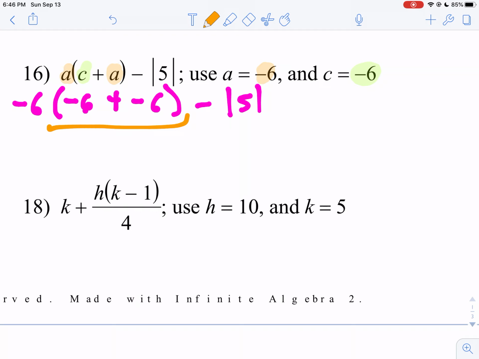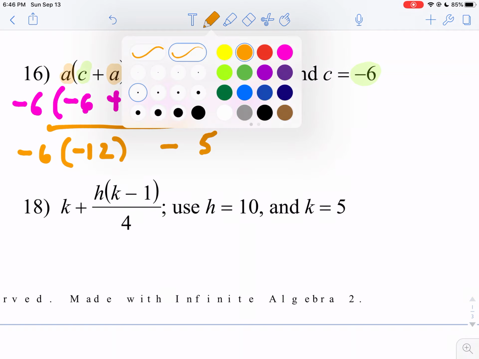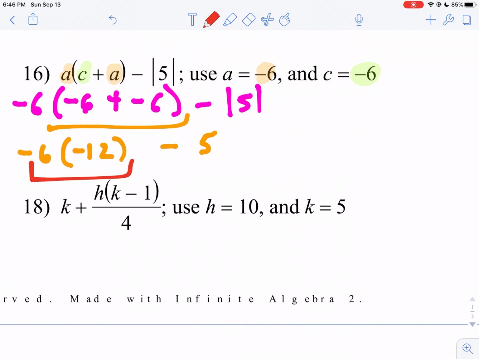All right, so what is that? That is negative 12. Okay, so you have a negative 6 times a negative 12 here, minus absolute value of 5 is just 5. And then you have negative 6 times negative 12, which is positive 72, minus 5. And that is going to give you 60, what? Gosh, I can't do my math right now.